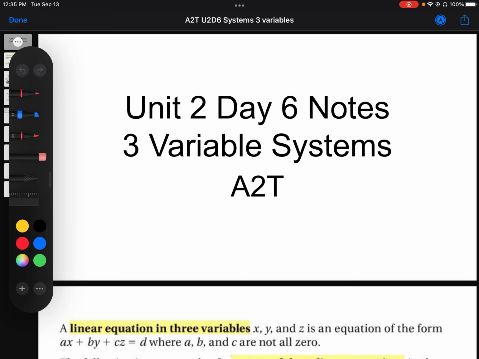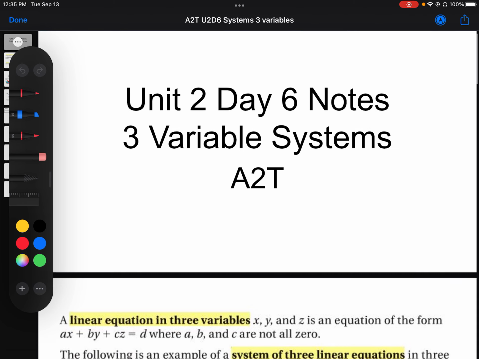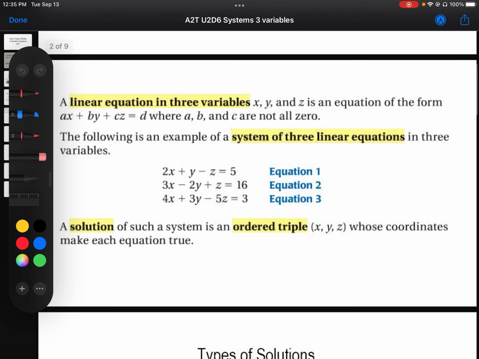Today we are solving systems of equations that have three variables, so an x, a y, and a z. So our ordered pair is now going to become an ordered triple. So x, y, z, remember it's going in alphabetical order.